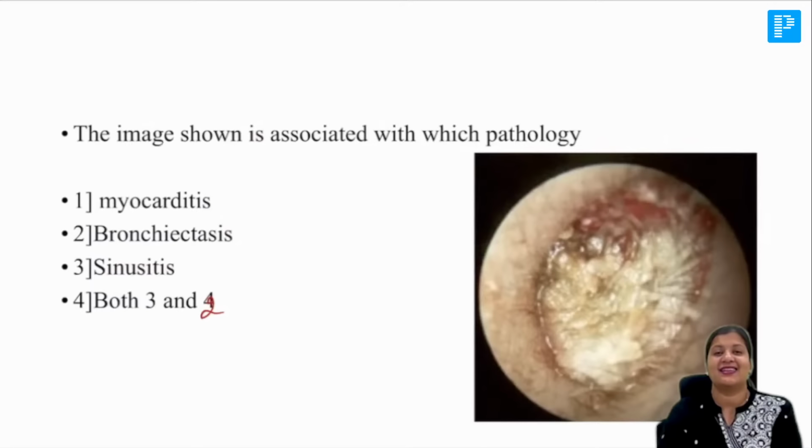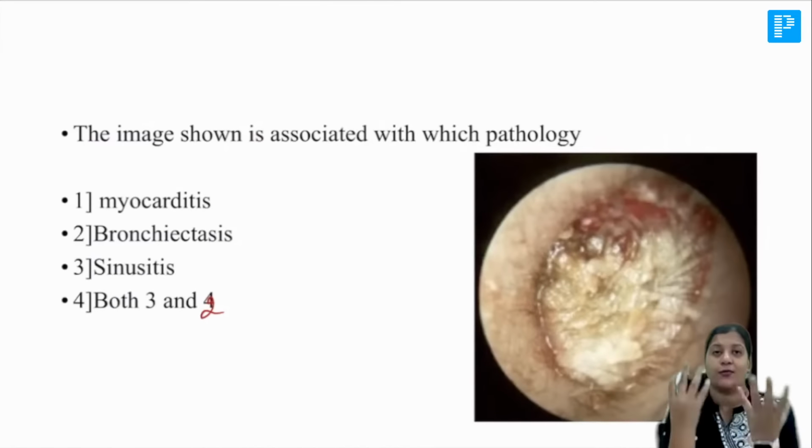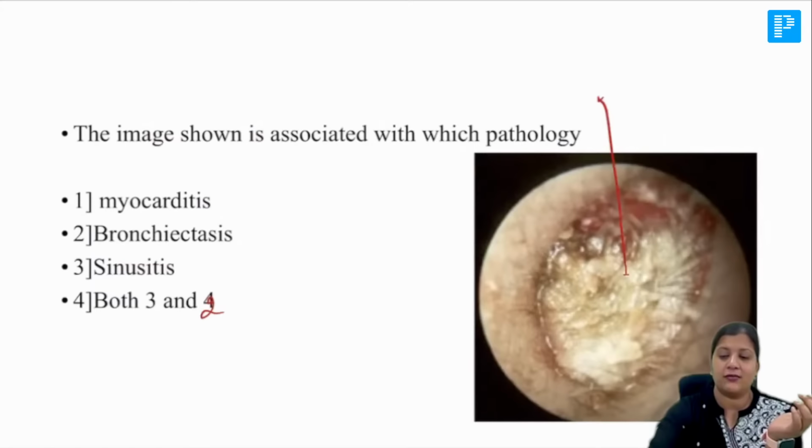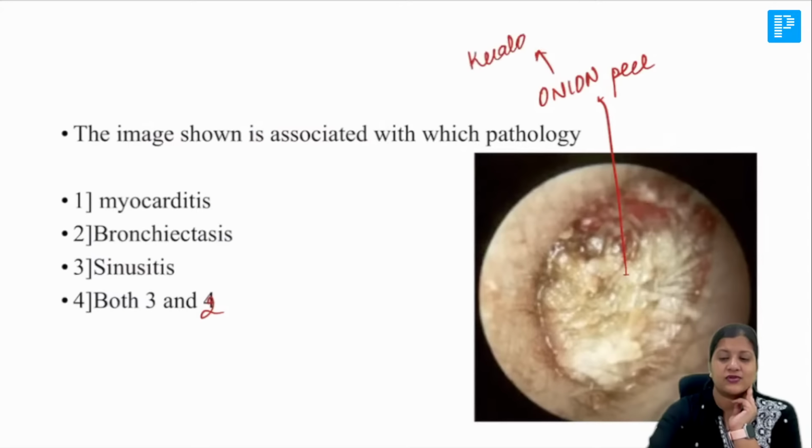You see that there is a mass of dead squamous epithelium that has occupied the external auditory canal, forming one layer over another layer over another layer, forming an onion peel appearance, presenting to you with ear pain and a blocked sensation resulting in conductive hearing loss. What is it? It is keratosis obturans.